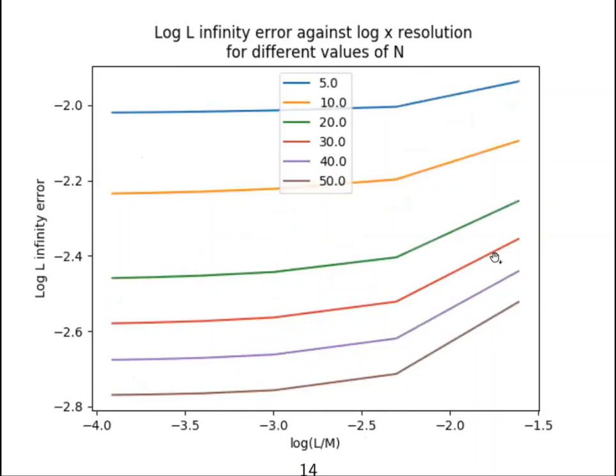So this is kind of the same thing, but the other way around. Now on the x-axis you have the log x resolution, and the legend now represents how many time points you use. And again, the error doesn't decrease as much with the increase of the spatial resolution, but it's still a pattern you'd expect. As you take more time and spatial points, the error decreases.